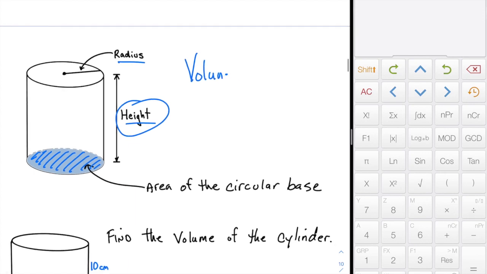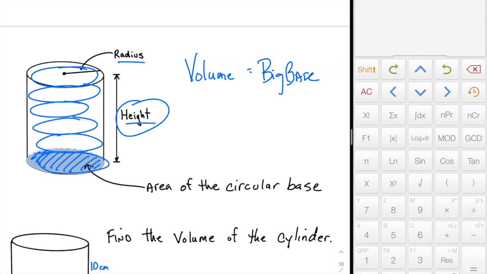is what I'm going to call the big base. It's the base of the object that's the same all the way through it. So this base is the same base that goes the whole way through the shape, and that's just multiplied by height. So it's really just big base times height, and then all we need to do is calculate the big base, multiply it by its perpendicular height, and we're almost always done.